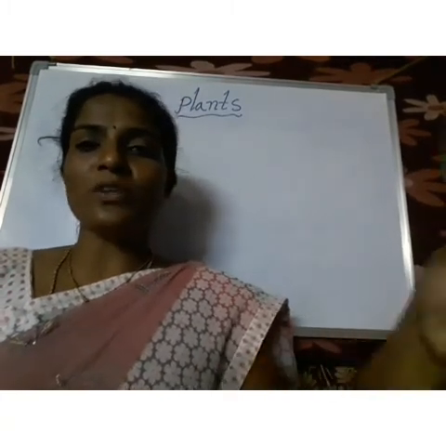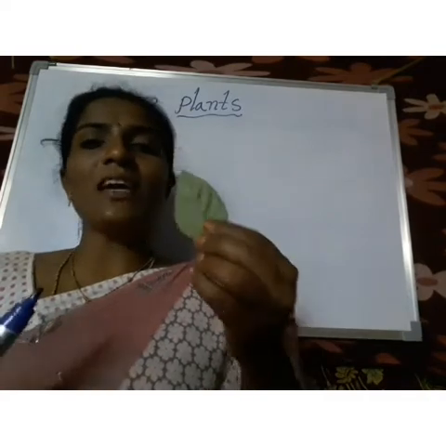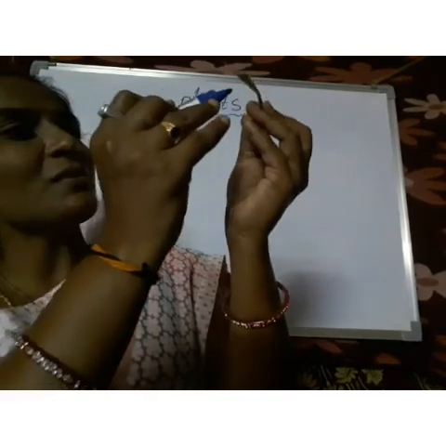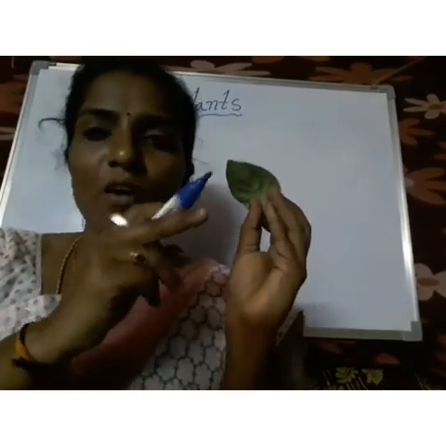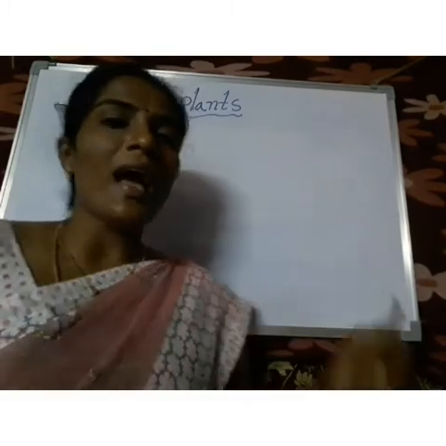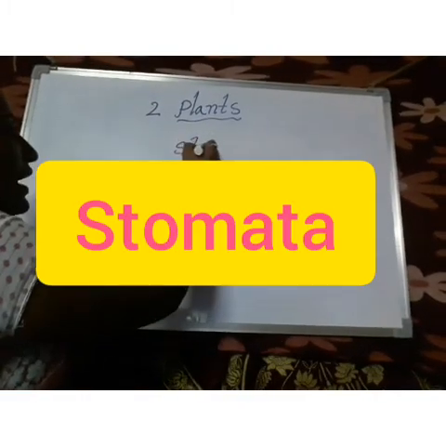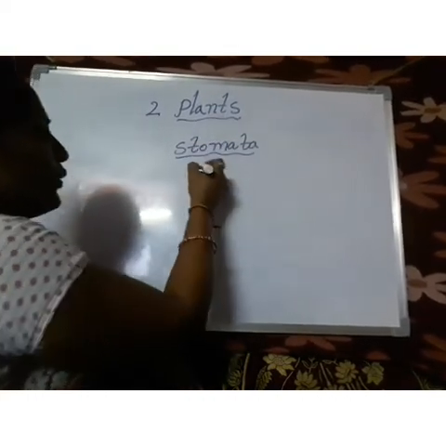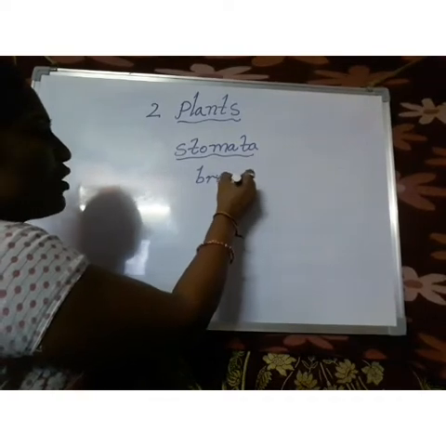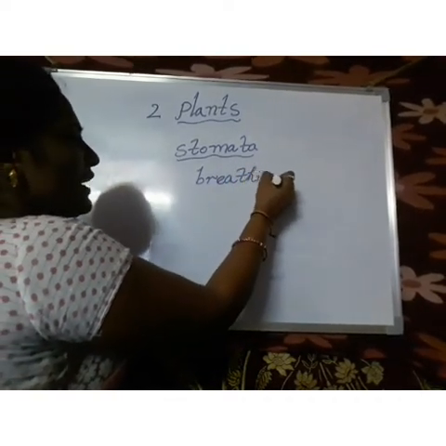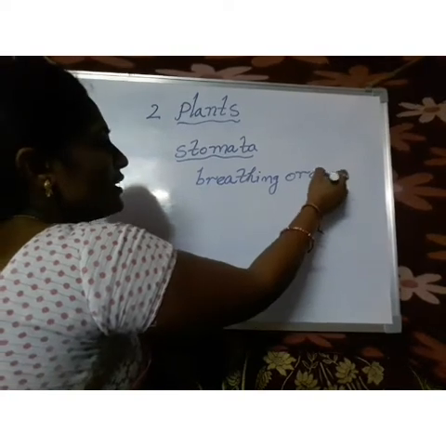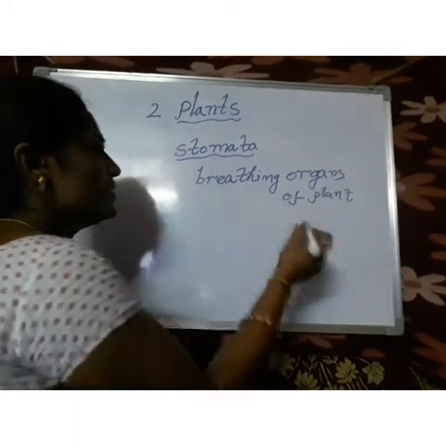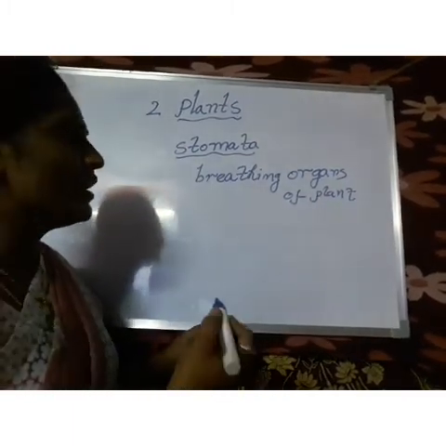So if you observe the back side of the leaf closely, you can see white-colored spots present on the back side of the leaf. That we call stomata. These stomata are called the breathing organs of the plant. What are the breathing organs of the plant? Come on, say stomata. Stomata are the breathing organs of the plant.